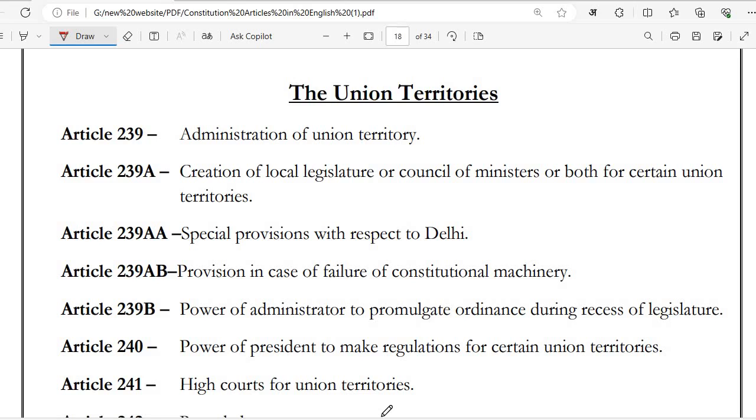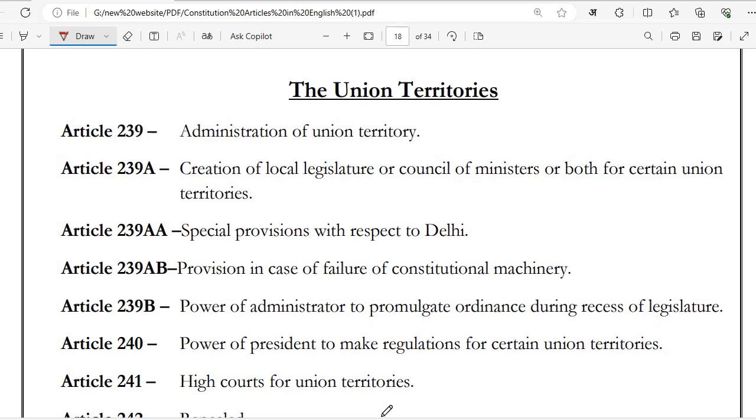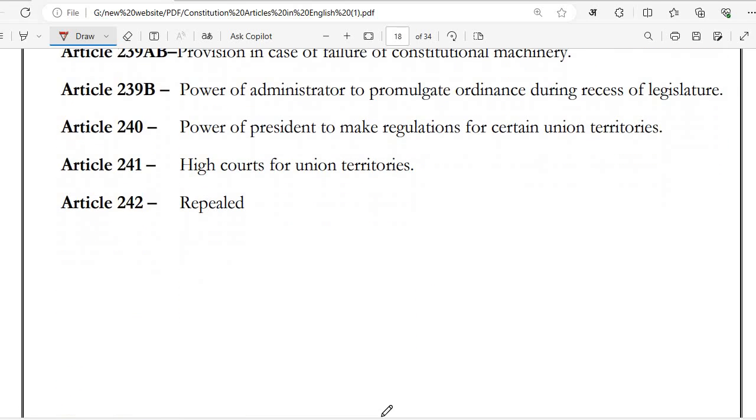Delhi has been declared the NCR, National Capital Region. 239AB, provision in case of failure of constitutional machinery. Article 240, power of the President to make regulation for certain union territories. High courts for union territories: only Delhi has a separate high court.